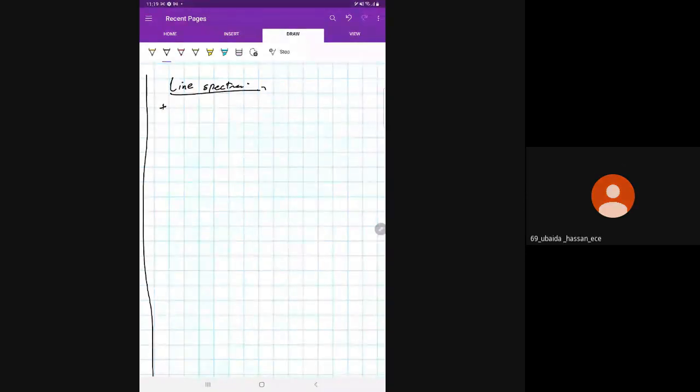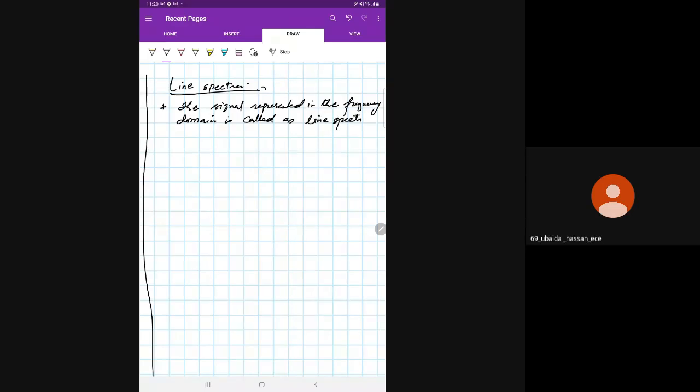Yes, sir. So line spectra, we'll be discussing line spectra. What is line spectra? Line spectra is basically the signal represented in the frequency domain. Any signal which is represented in the frequency domain is known as line spectra.